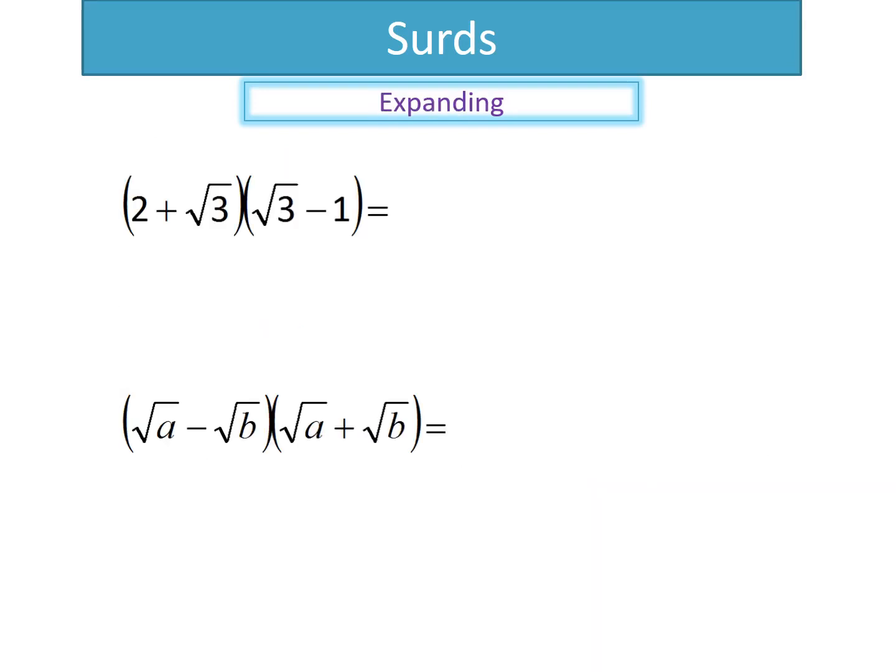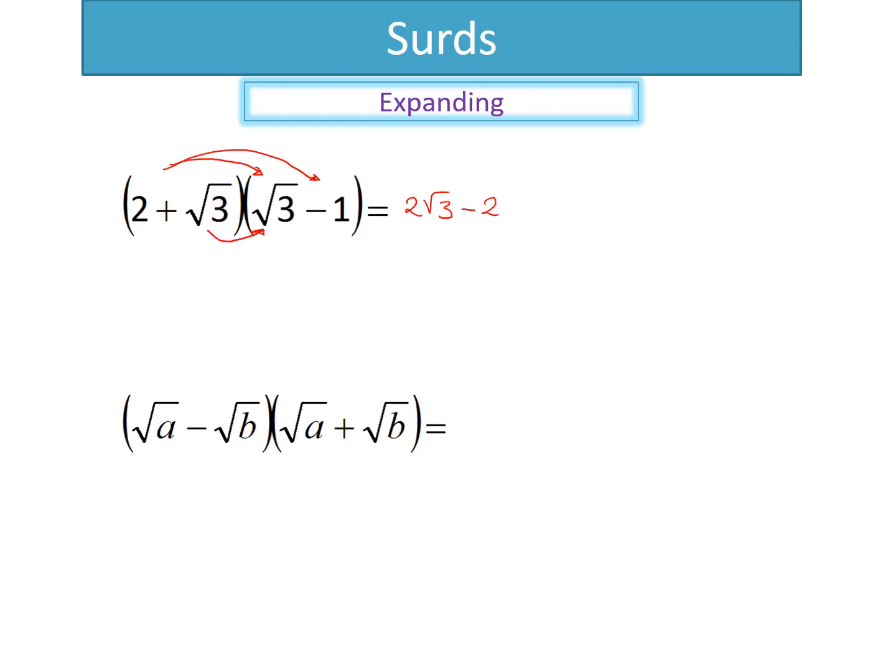Another skill I would like us to focus on is expanding. And expanding involving surds works just like expanding in algebra. So I have to multiply everything from the first bracket by everything in the second bracket. So I'm going to start with 2, and I'm going to times 2 by root 3, and that is 2 root 3, and then 2 times negative 1, that is negative 2.